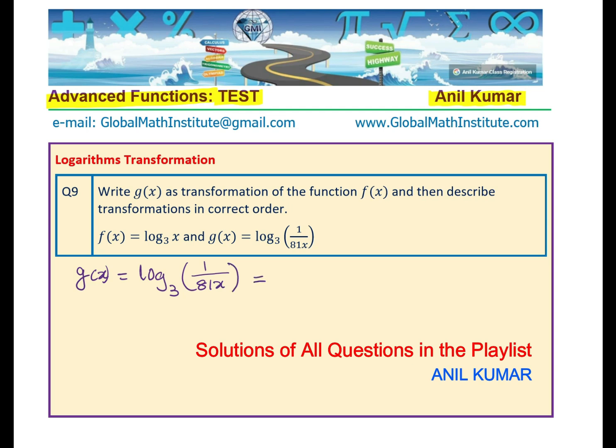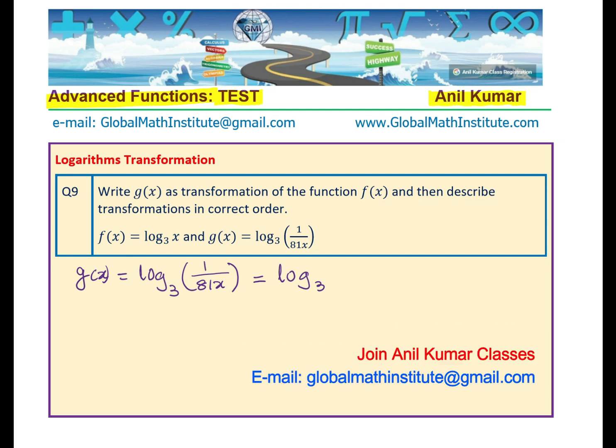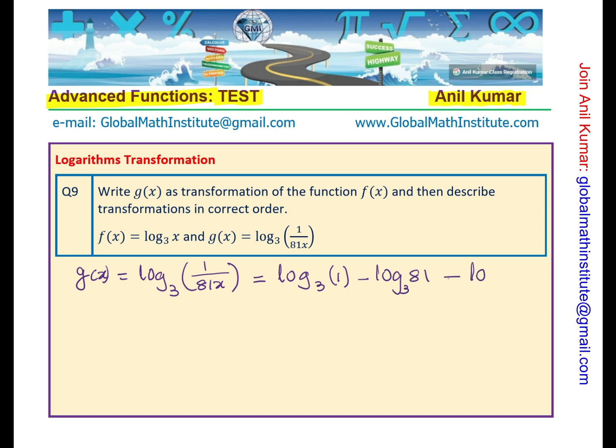Apply the properties of logarithm. So we get log base 3 of 1 over 81. You're dividing, so you can write log 1 minus log to the base 3 of 81. That's the quotient rule. That's also negative log to the base 3 of x. You get the idea.